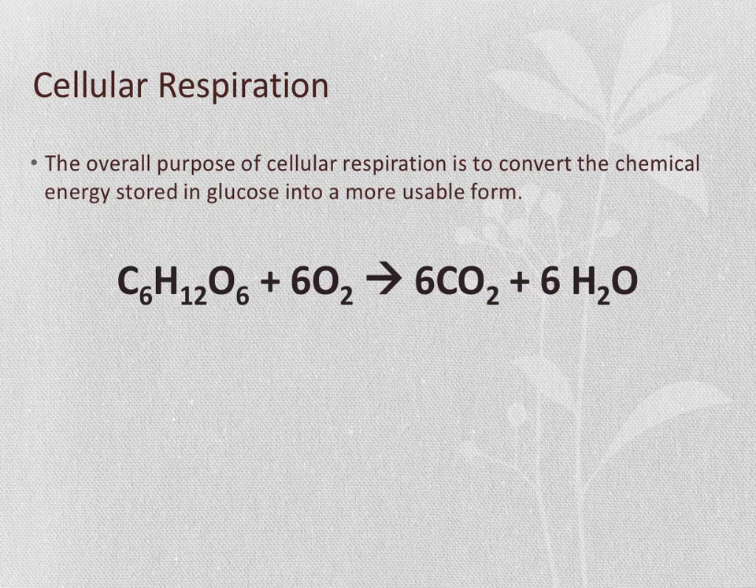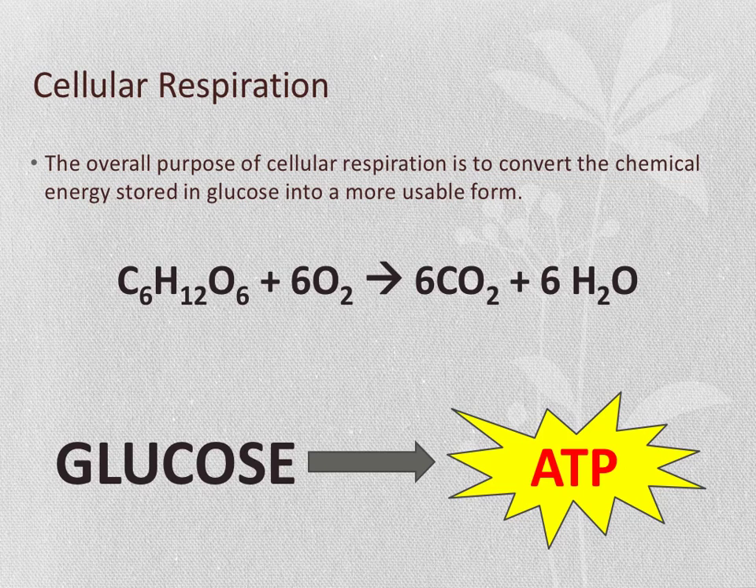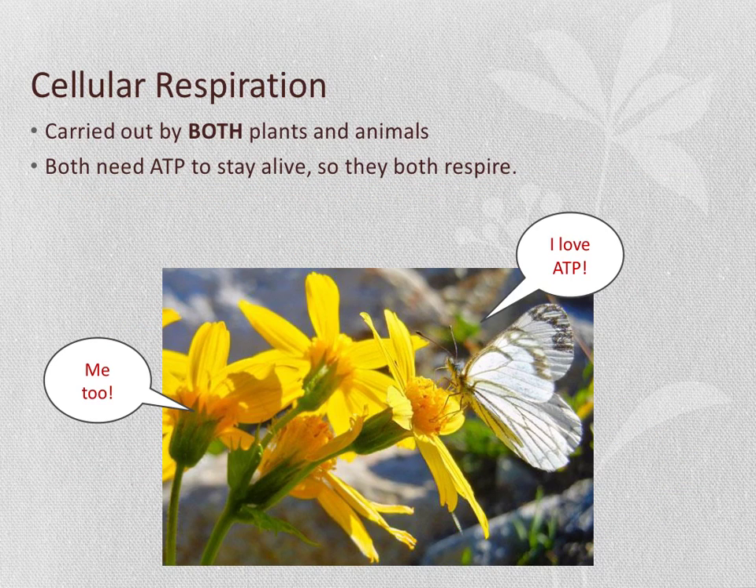The overall purpose of cellular respiration is to convert the chemical energy stored in glucose into a more usable form. And that, of course, is ATP. Now, this process is most efficiently performed when cells not only have lots of available glucose, but plenty of oxygen as well. So what kind of organisms carry out cellular respiration?